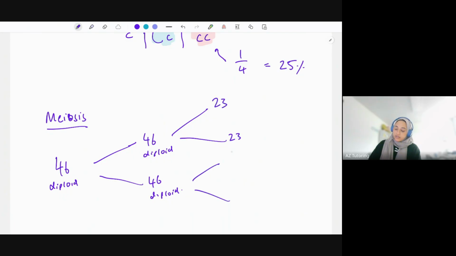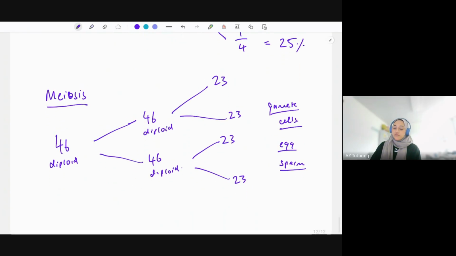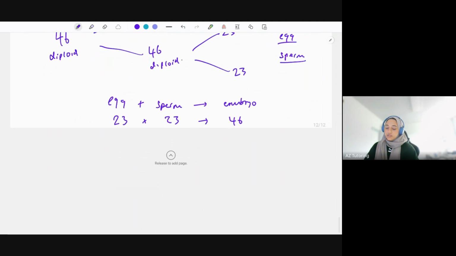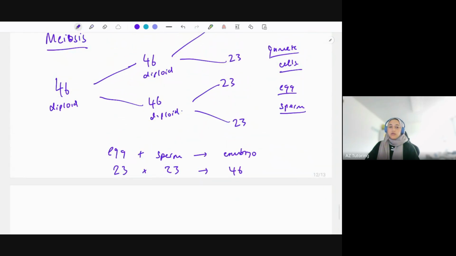So they split down into 23 each because these are the gamete cells. So basically egg and sperm. If they ask you why is it half the amount, because when an embryo is formed, they fuse together to create the embryo. So 23 plus 23 should give you 46. So that's the reason why it has to be half the amount. Yeah, just be aware of the numbers when it comes to human chromosomes as well.